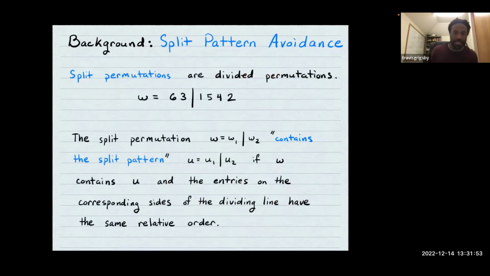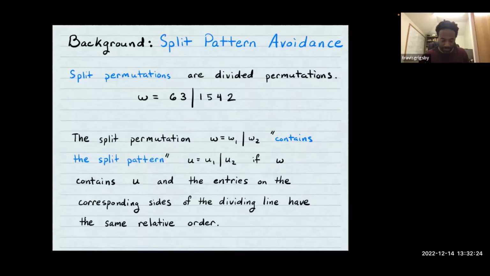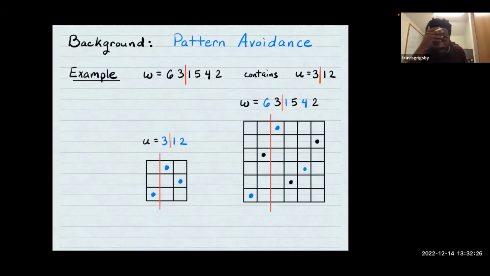A split permutation is tedious to write down the definition for, so that one's also best done by example. But in short, you contain the pattern in the way I just described, but there's this division bar that you have to respect. And so if you have part of your pattern on one side of the division bar and part on the other side, you have to respect that for W to contain that pattern.